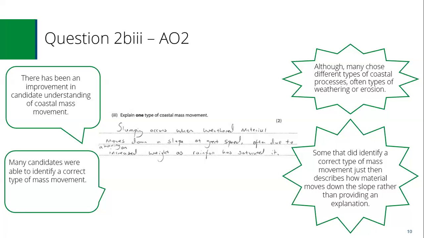This response was awarded 2 out of 2 as it identified slumping and provided a reason. As you can see, slumping occurs when weathered material moves down a slope at great speed, often due to it having increased weight as rainfall has saturated it. So it's talking about that slumping, which occurs, and we can see that quite well. So that's a decent answer to that question.